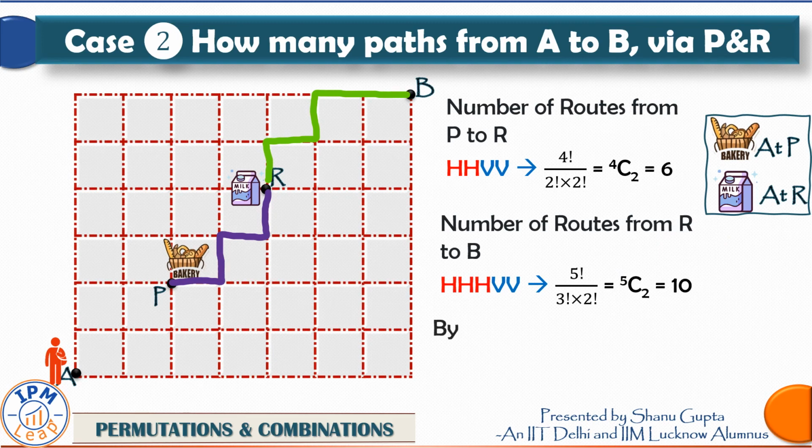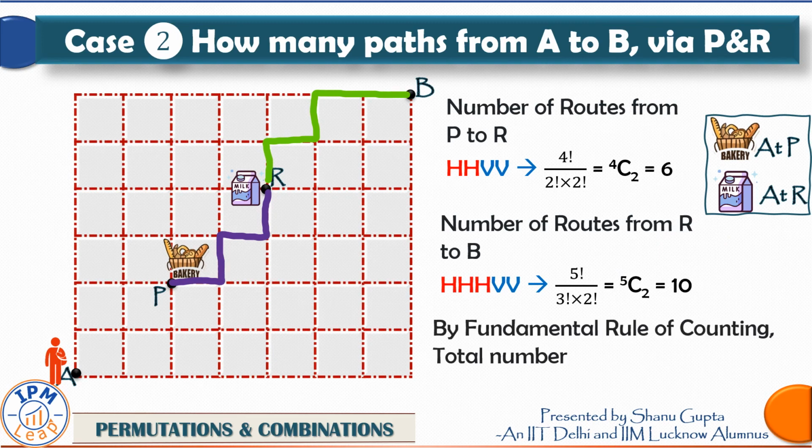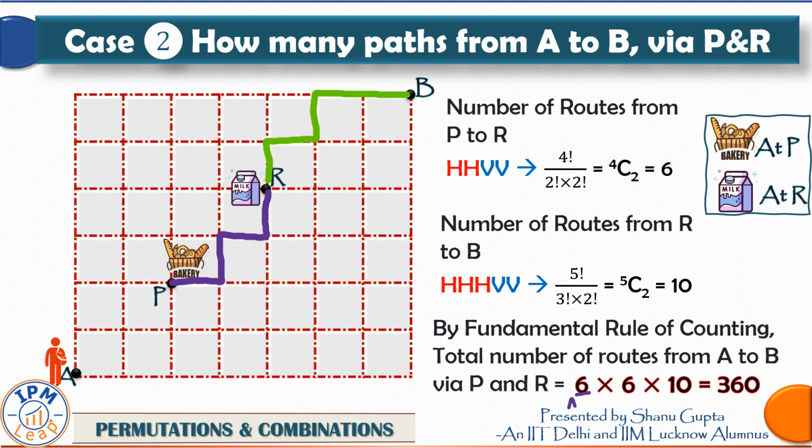Therefore, by using the fundamental rule of counting, total number of routes from A to B via P and R are equal to 6, which is the number of routes from A to P, into 6, which is the number of routes from P to R, into 10, which is the number of routes we calculated from R to B. This number is equal to 360. 360 possible routes from A to B via P and R.